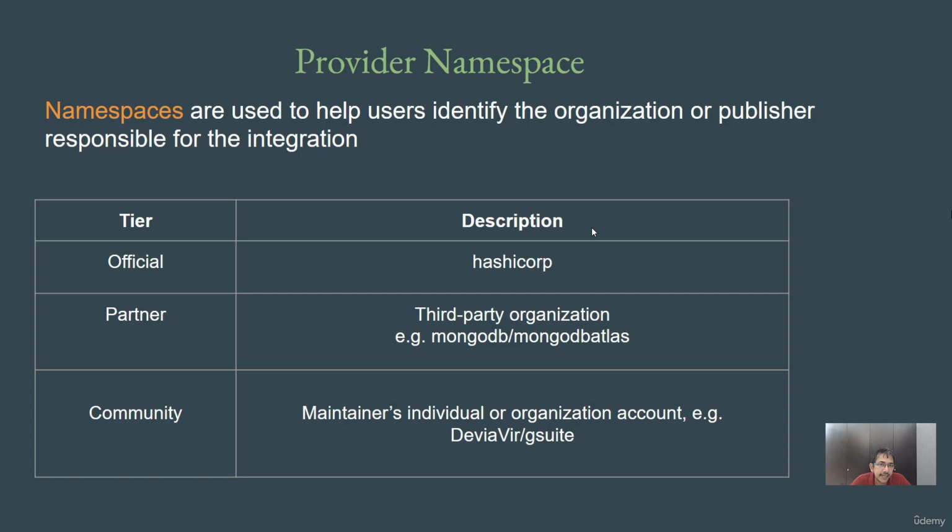The next area to note is the provider namespaces. At an overview, namespaces are used for the overall organization of providers. So when you discuss the official providers, they have a namespace of HashiCorp. Partner providers have the namespace name associated with maybe a third-party organization like MongoDB, MongoDB Atlas. And community providers, they might have a different set of namespace names. So let's go ahead and quickly also look into this.